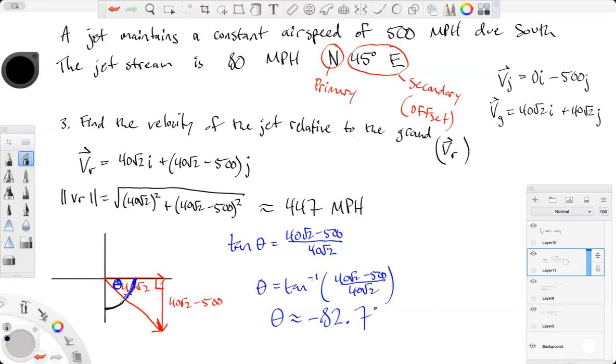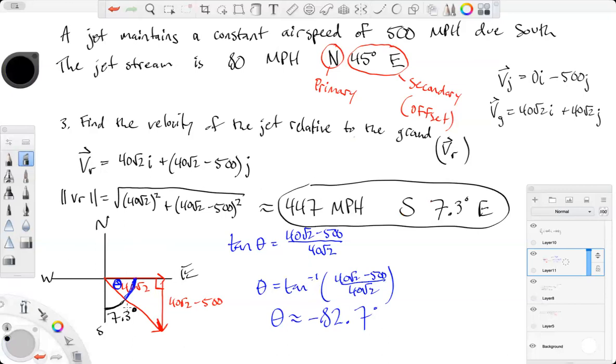And how do we find that? Well, this whole thing is 90 degrees. So 90 minus 82.7 degrees means that this angle is about 7.3 degrees. So when we express this direction, we're going to go back to our north, east, south, west. It's primarily south, bearing 7.3 degrees east. And that is our final answer. So this jet is flying at about 447 miles per hour, south, bearing 7.3 degrees east.